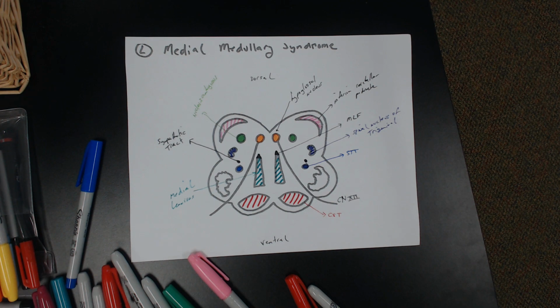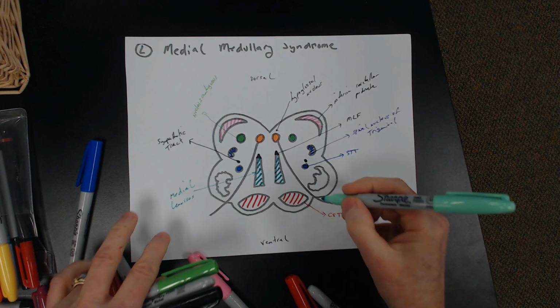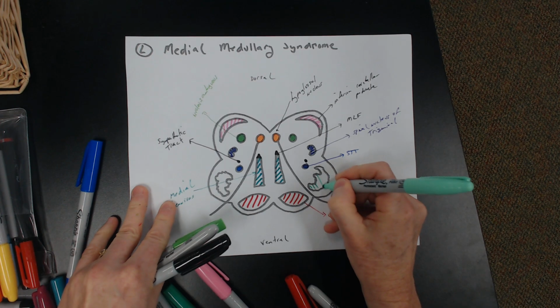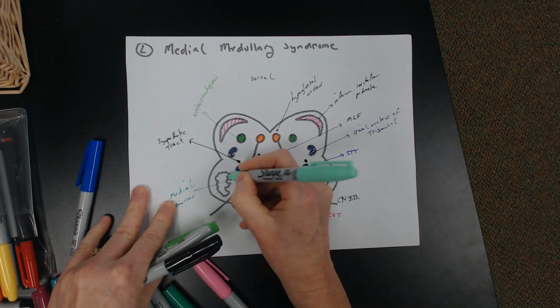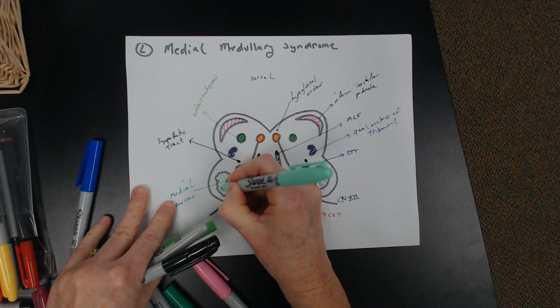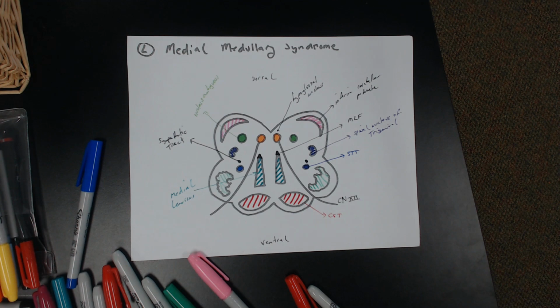The last one, not really important for patient presentation, but I like to put it in there anyway because it's a nice landmark. This is going to be your inferior olivary nucleus.